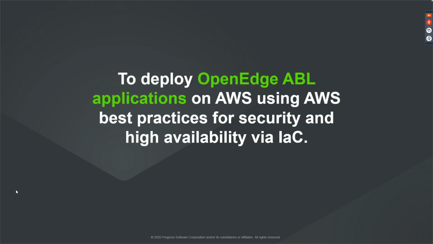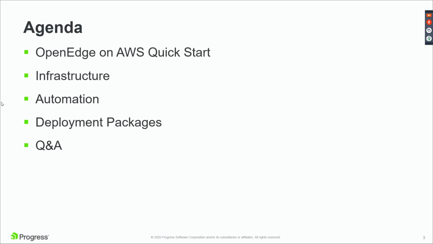And to do that, we are using the concept of the Quick Start from AWS, which brings best practices for security and high availability. Then we create all of this from a template, and you will see this in the presentation. So we will talk about the OpenEdge on AWS Quick Start, look at the architecture and the infrastructure that is created. We're going to talk about automation. A key concept that we're going to talk about as well is the deployment packages, and then we will go to Q&A, but we will have a demo in the middle of the presentation.